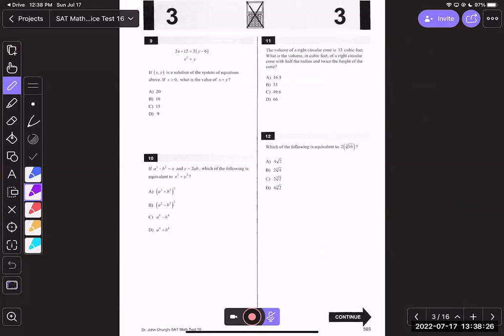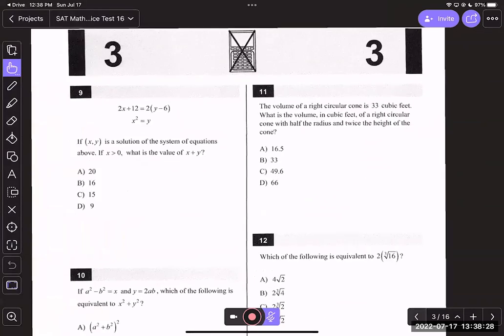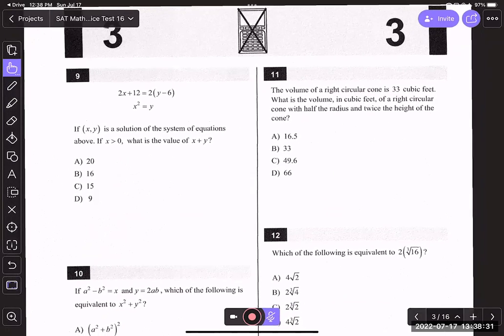Okay, let's take a look at the next page here. We have problems 9 through 12. All right, let's hear from, I think we're on Brandon. What question am I doing? Problem number 9. Can you read through the problem?